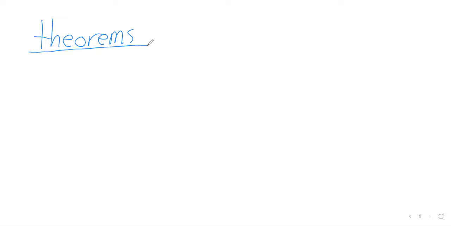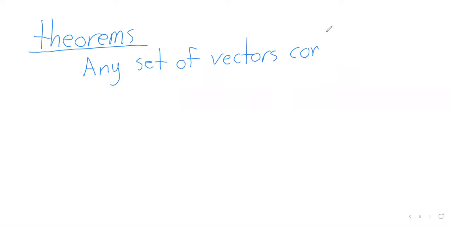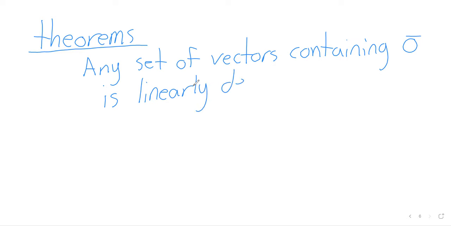So theorem one: any set of vectors containing the zero vector is linearly dependent. Proof.